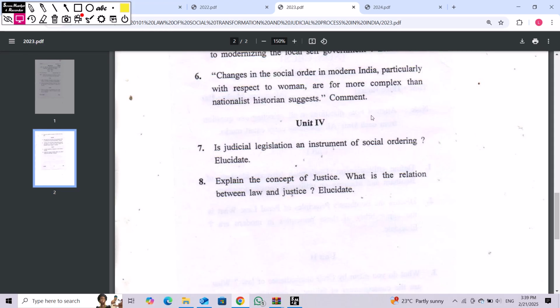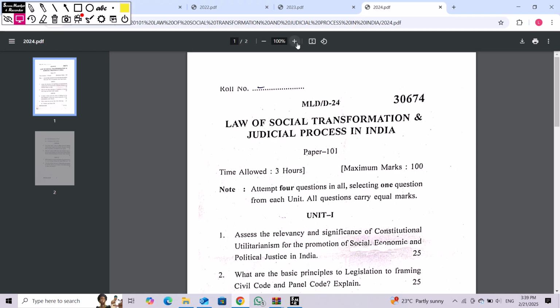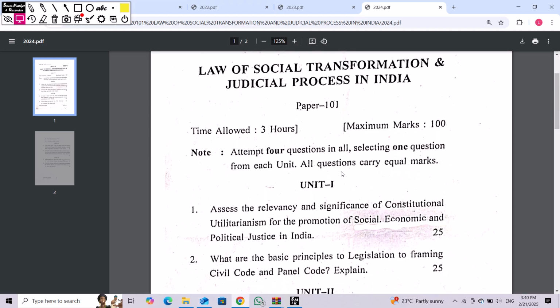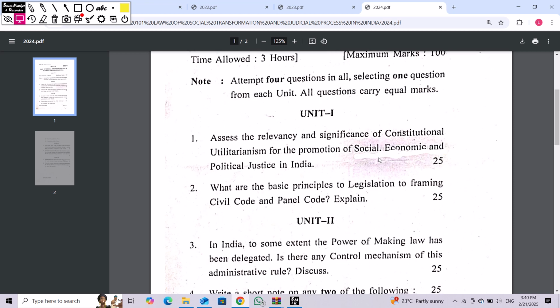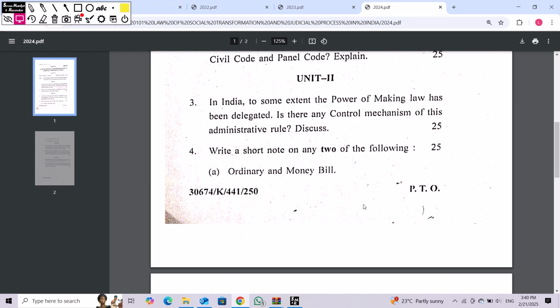Now I'm going to discuss the paper of 2024, and these are the questions. First question is: assess the relevancy and significance of promoting social, economic, and political justice in India. What are the basic principles of legislation for framing the civil code and penal code? And Unit 2 has two questions. In India, to some extent, the power of making law has been delegated. Is there any control mechanism for these administrative rules? Discuss.